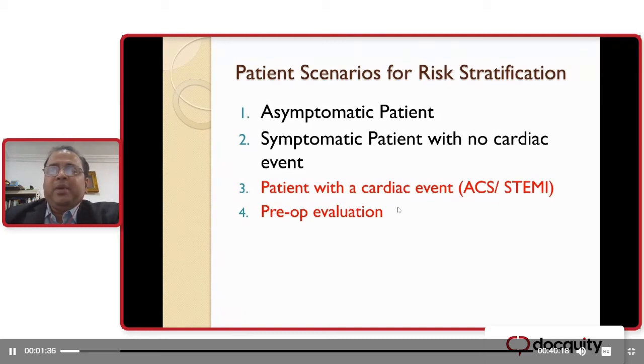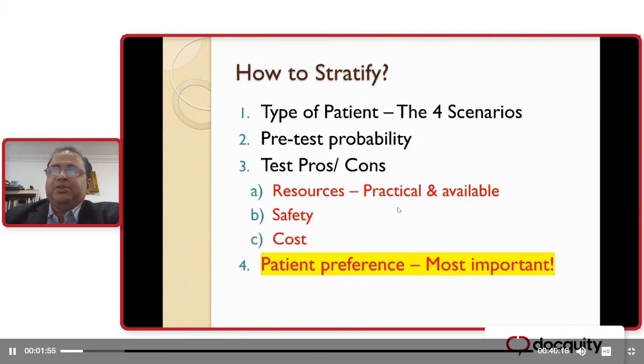Then you have patients with a cardiac event, ACS or STEMI. These are more clear cut. You know what to do. Most of the time you jump in and do invasive procedures for them. And of course, we have the pre-op evaluation. I'm not going to talk about scenario 3 and 4 today, but more towards 1 and 2, and in regards to scenario 2. So how do you risk stratify?